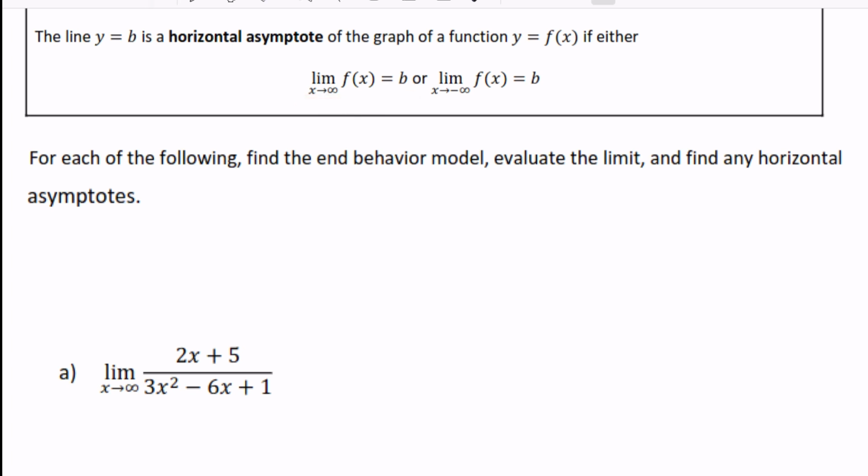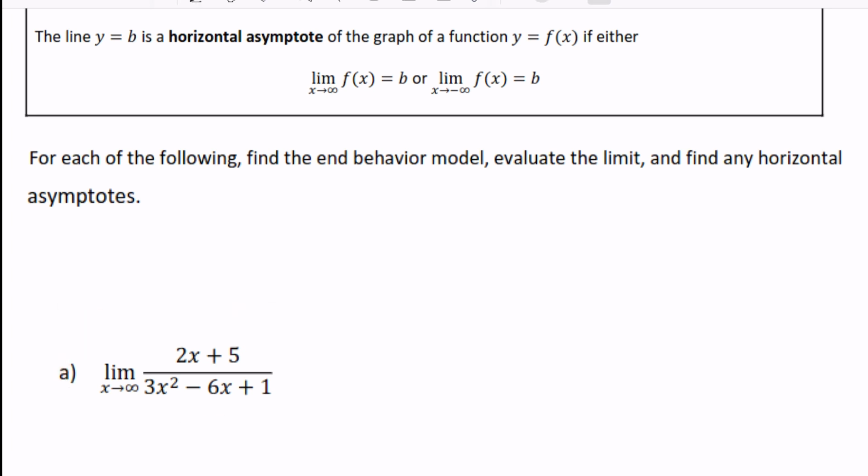So note the definition of horizontal asymptotes. If I find the limit as x approaches infinity of a particular function f of x, then y equals that answer is my horizontal asymptote. So if I find the limit of this expression and I get b, then y equals b becomes my horizontal asymptote. Let's take a look at this example.